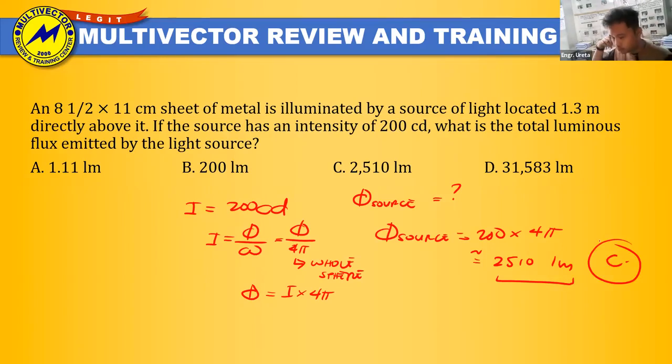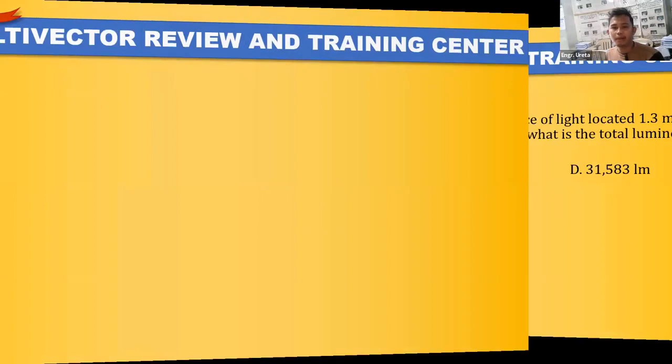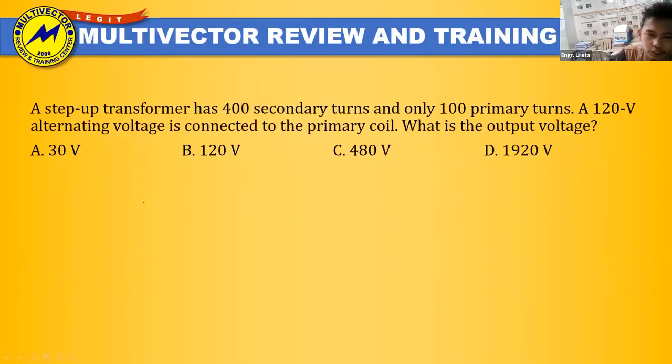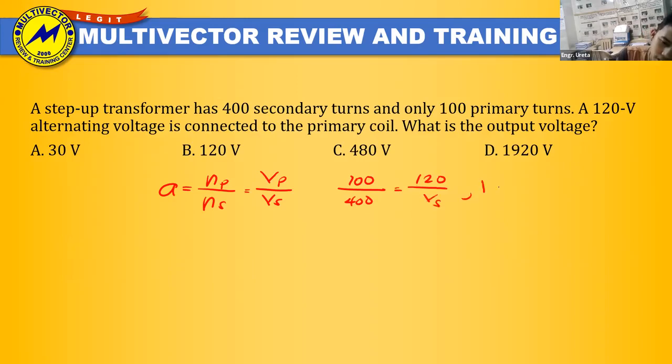Next, problem 93. A step-up transformer. In terms of turns ratio, the turns of primary to secondary is just equal to the voltage of primary over the secondary. Number of turns of primary is 100 over secondary 400, equal to the primary voltage, which is 120, over the secondary voltage. The secondary voltage therefore is 480 volts.